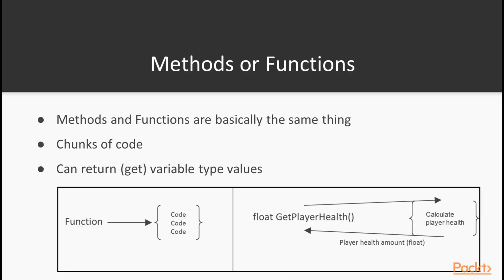In the example on the left, we have a function that is executing multiple lines of code and not returning any values. In the example on the right, we have a function that is calculating the player health and returning a float value that is meant to represent the player health amount.